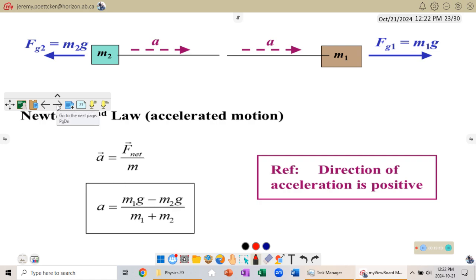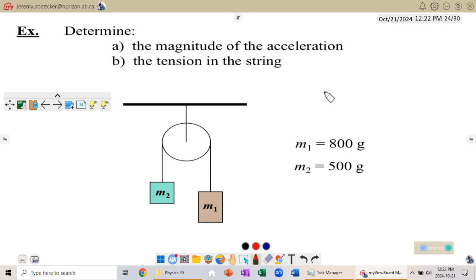Right. So as we move on, let's actually go through a question here. We want to determine the magnitude of the acceleration and the tension in the string. These are given, mass is given in grams. So first of all, which way is it going to move? I know it's not asking direction, but this is actually going to help us. M1 is going to move down, M2 is going to move up. That's going to be the direction of our acceleration, right? We should change these into kilograms.